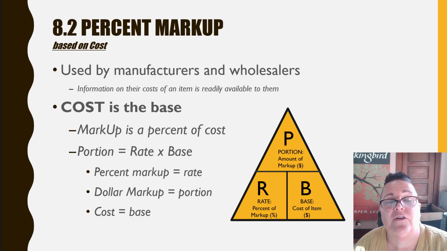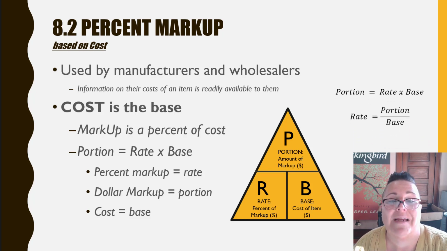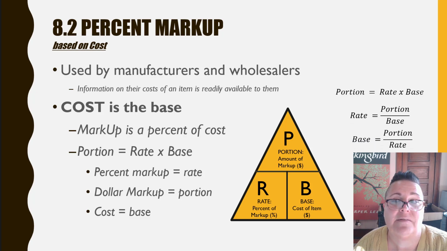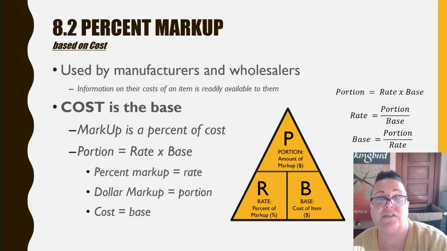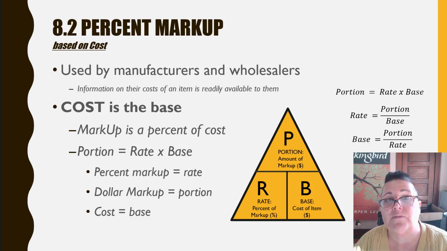This means that we can create 3 basic equations. The portion is the rate times the base. The rate is the portion over the base. And the base is the portion over the rate. Do you remember these 3? These 3 and that triangle from chapter 6. We've already gone through them. We're just going to be using them.